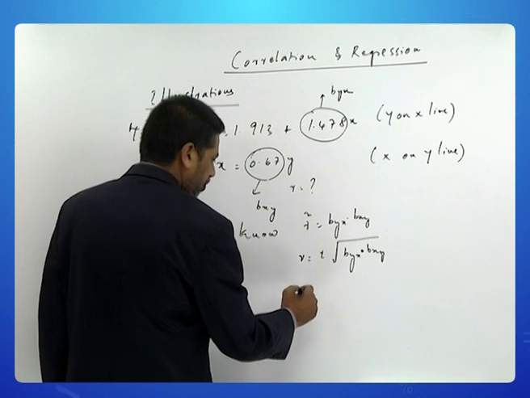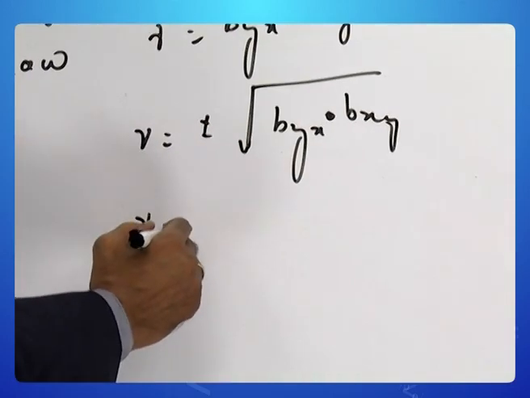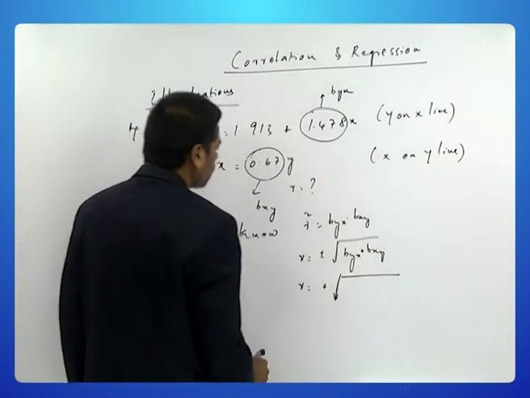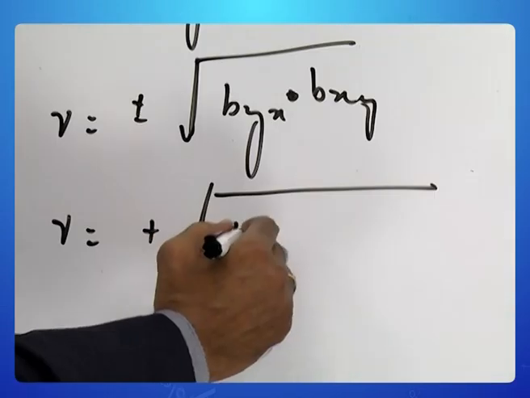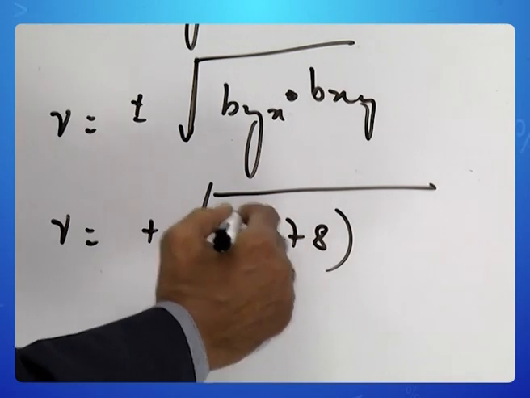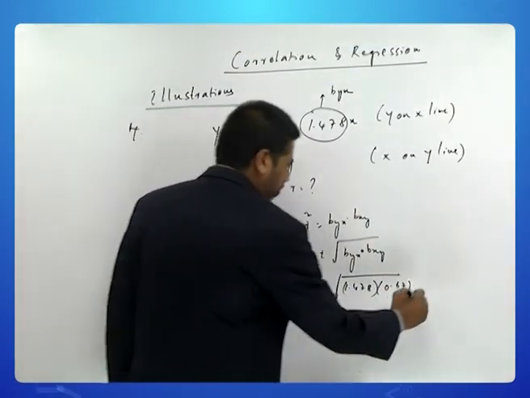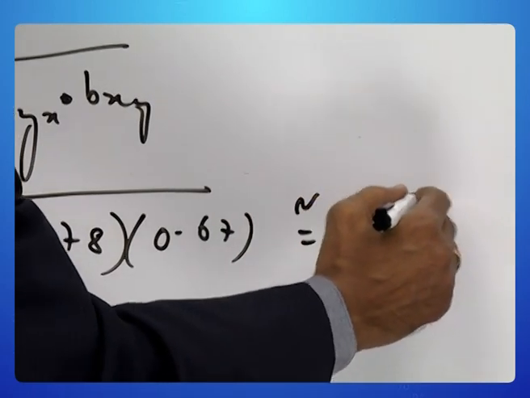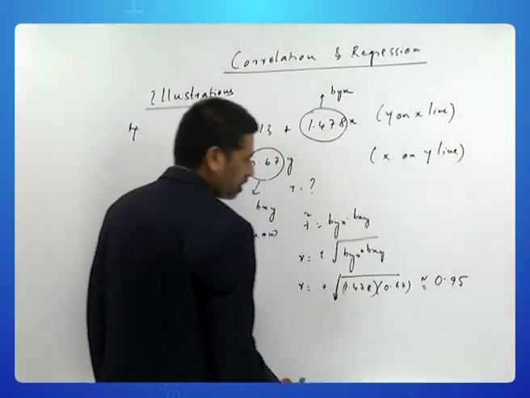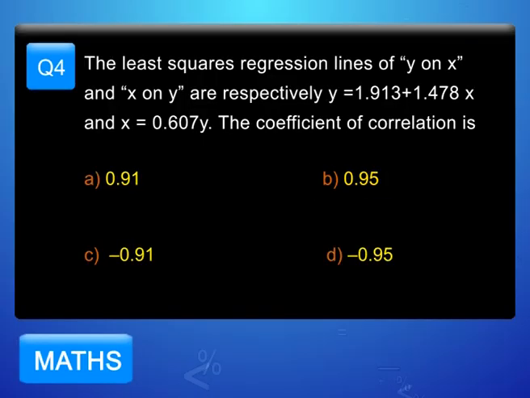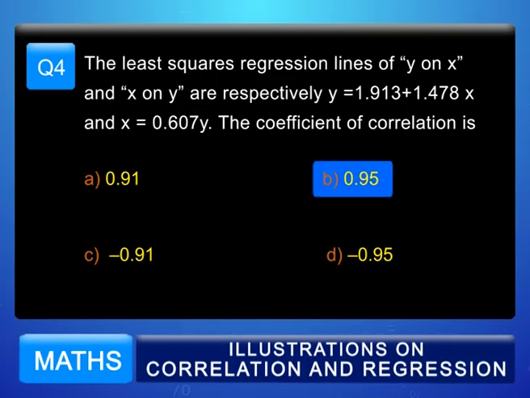In this case, there is no confusion that r should be the positive square root only, 1.478 into 0.67, and this is approximately equal to 0.95. Positive because both the coefficients are positive. So B is the correct option for this problem.